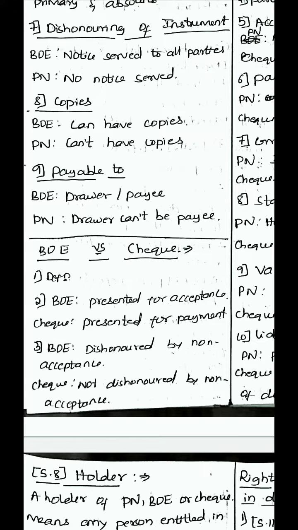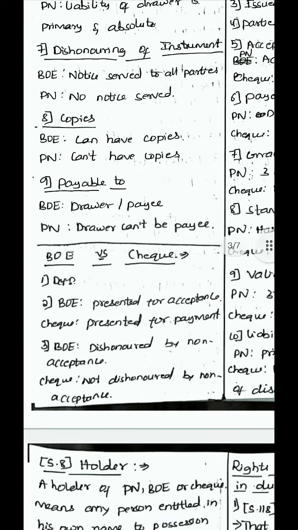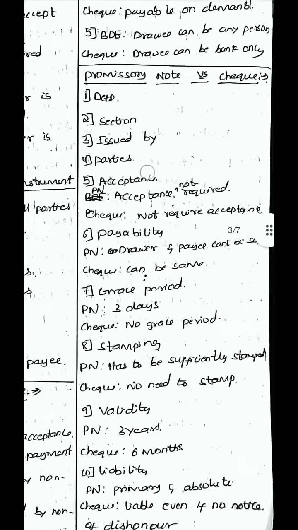But in check it is directly presented for payment, because we are giving it to the bank. The bank has no need to accept it. We are presenting it for payment. The next difference is that a bill of exchange is dishonored by non-acceptance. So if the drawee doesn't accept the bill of exchange, then it is dishonored. But a check is not dishonored by just mere non-acceptance by the bank.